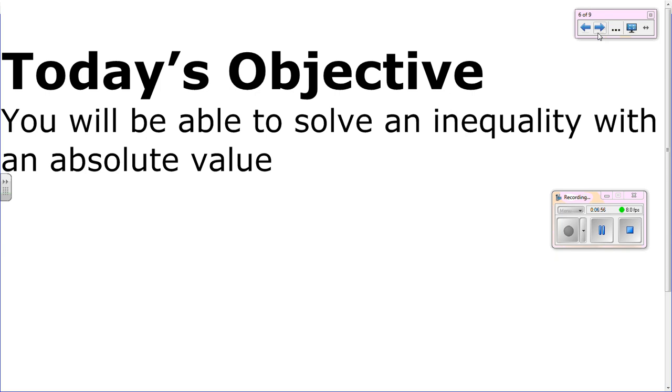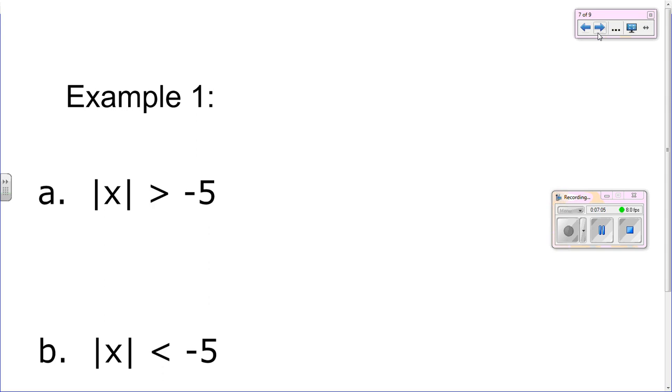Today's objective, you will be able to solve an inequality with an absolute value. Hey, that was yesterday's objective too. Example 1. Absolute value of x is greater than negative 5. Let's stop and think about the question. When is an absolute value of a number going to be greater than a negative number? Absolute value is always positive, right? So it's always going to be greater than a negative number. So as soon as you see this, you know what the answer is. These are all real numbers.